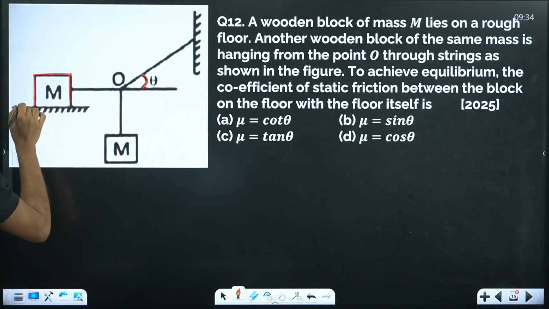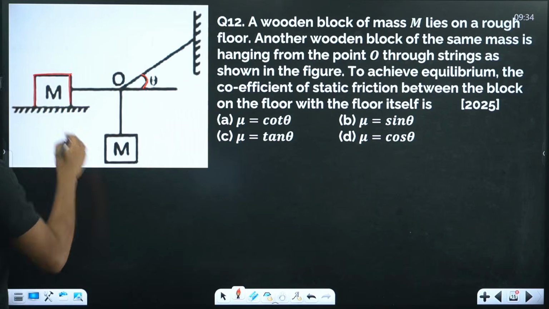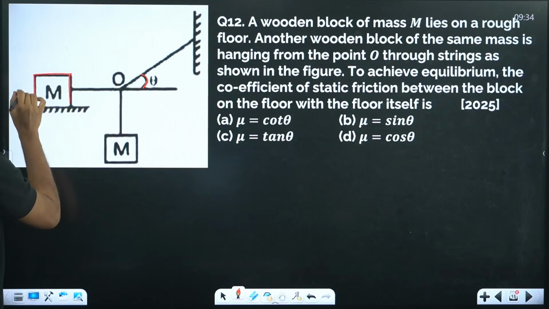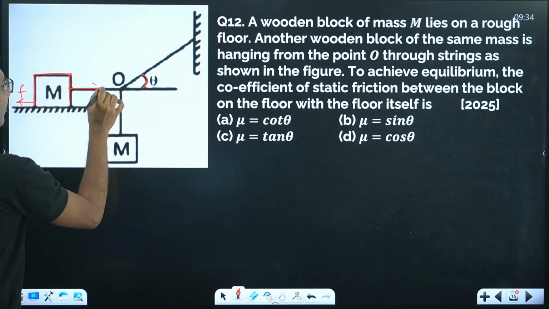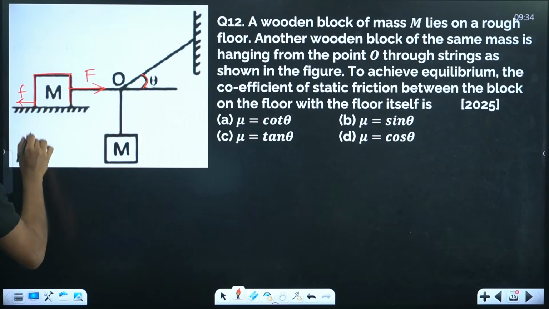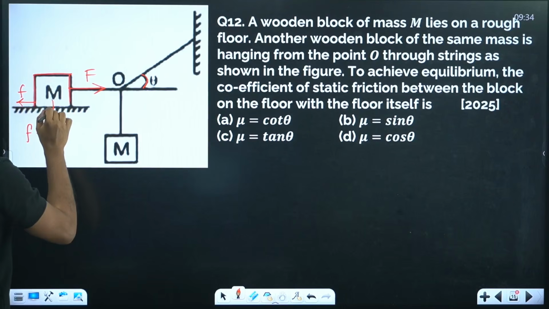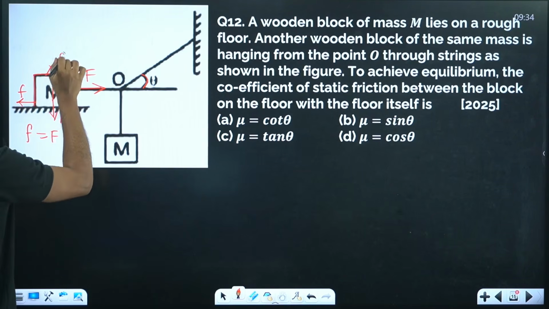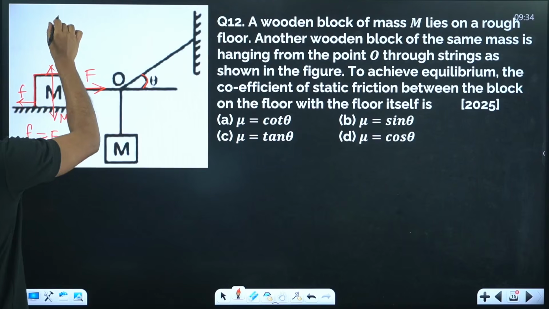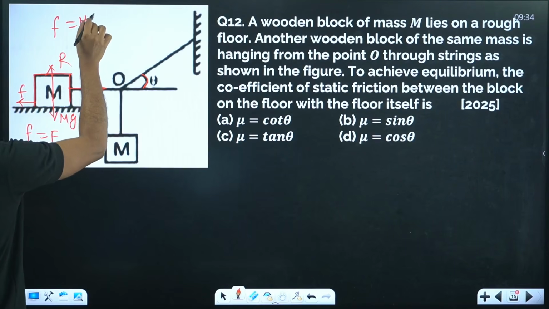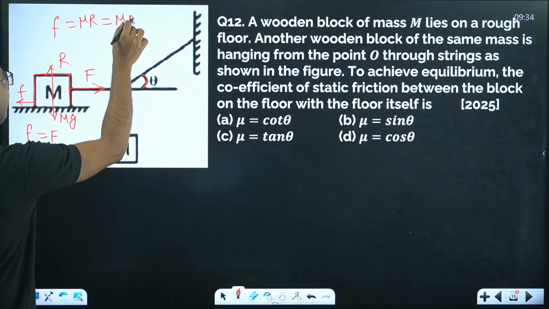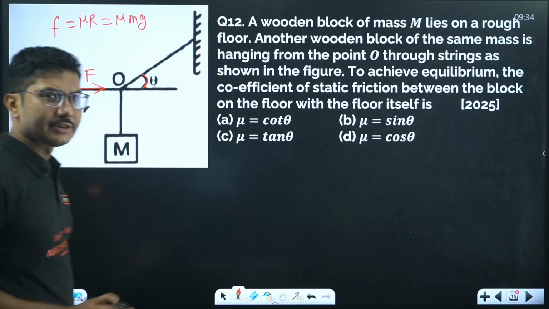Now this block is at rest. To achieve equilibrium means whatever force of friction is acting on this block, the same force has to be acting here. So the frictional force must be equal to F. Now what is the force of friction? Obviously mg is in this direction, the normal reaction is in the upward direction, and the force of friction will be mu R, that is mu mg. So the force of friction is sorted.